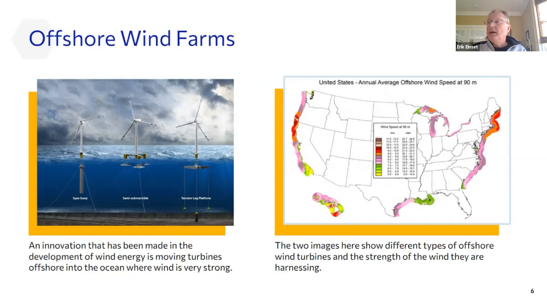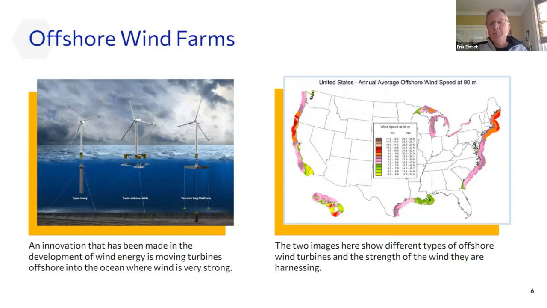The fact is that there's actually a lot of wind offshore. You can put larger equipment offshore, but we have to overcome the challenges. Some of the challenges are the visibility of the turbines and the electrical transmission, which eventually has to come on shore. But offshore wind is a big deal.